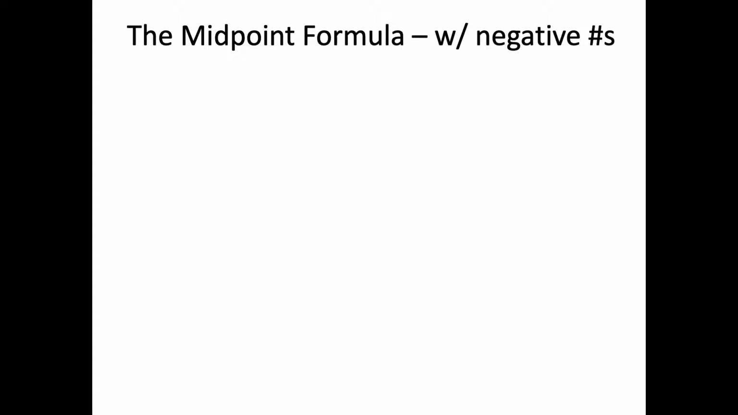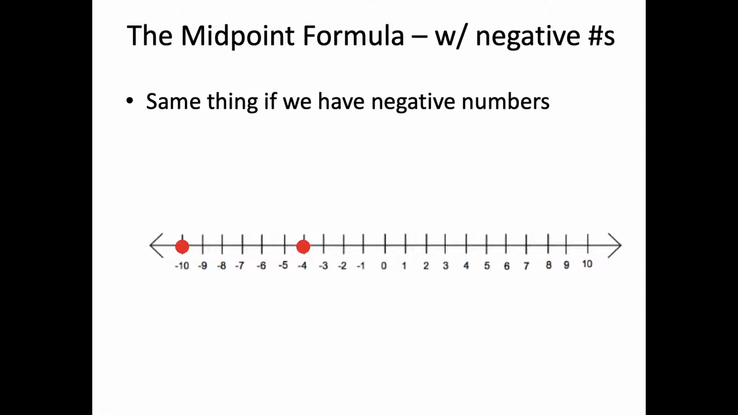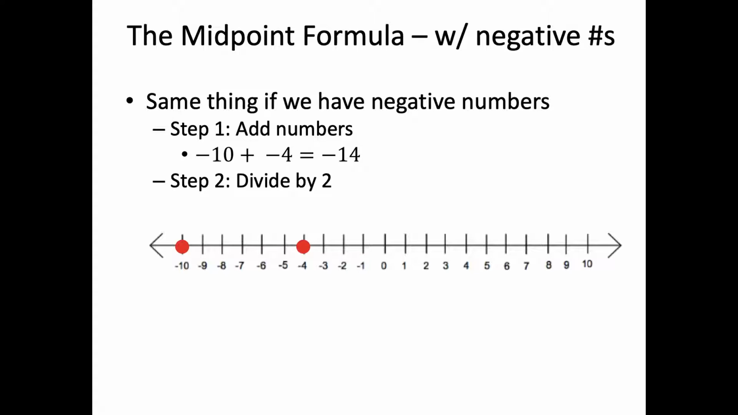Okay, well, what happens if we have negative numbers? Doesn't matter, it's the same thing. Here are 2 different numbers, negative 10 and negative 4. What's the formula? You add up the numbers. Negative 10 plus negative 4 is negative 14. Then you divide by 2. Negative 14 divided by 2 is negative 7. Negative 7 is the midpoint. Same formula, add them up, divide by 2.